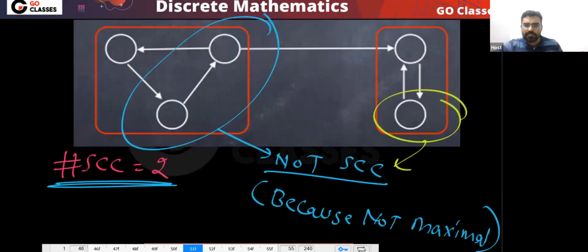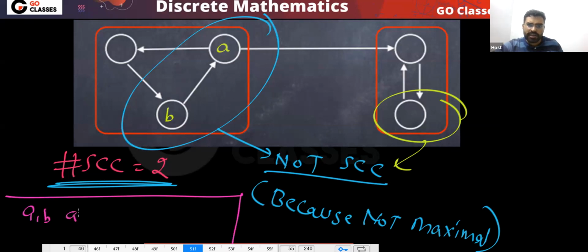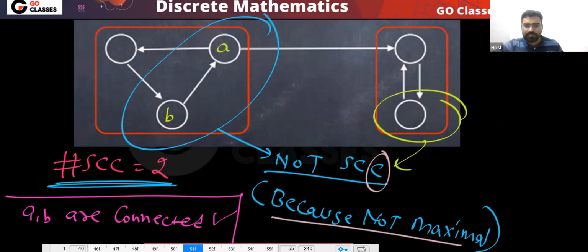Always take maximal. A, B are strongly connected vertices, but this is not a strongly connected component. Please understand, A, B are connected, that is fine, no problem. But this AB is not a strongly connected component. Is this clear? Component means this should be maximal.